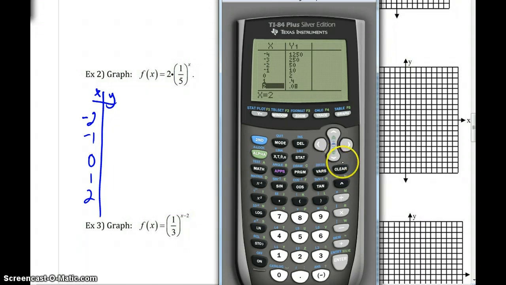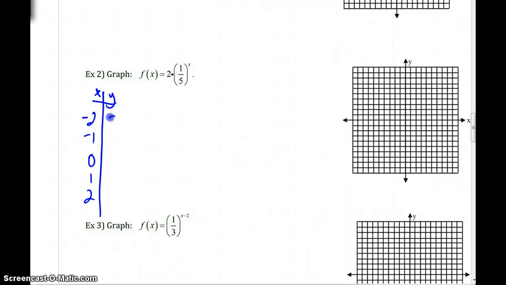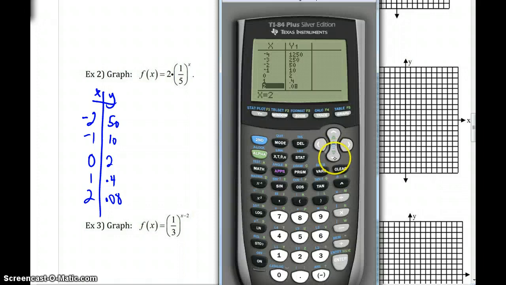So my goodness, we are seeing more or less a decline in our y values. Our y values are getting smaller and smaller. At negative 2, it looks like we're at 50. And then we're going to be at 10. Then we were at 2. Then it was 0.4. Then I believe this was 0.08. We can bring the calculator back to see that. Notice what happens as we continue to scroll down. Our y values are getting smaller and smaller.